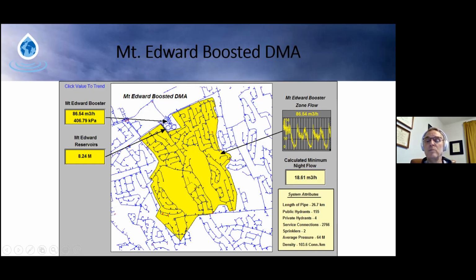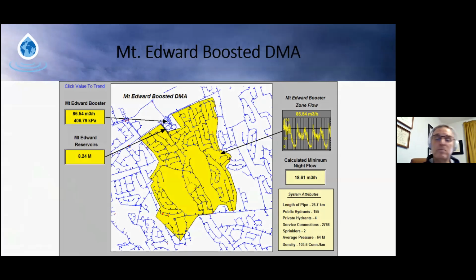And this just shows down below here the attributes for this DMA. It's got about 27 kilometers of pipe, about 155 hydrants, and almost 3,000 service connections, and so on. We have this for every DMA in our system in Halifax, so we have a good sense of the range, size, and complexities of our DMAs.